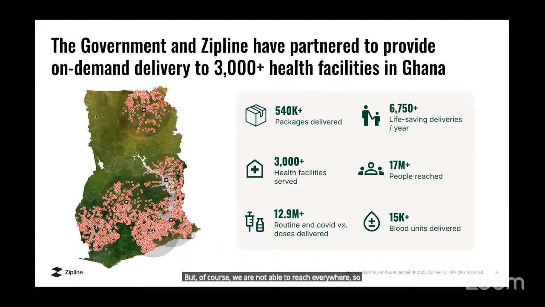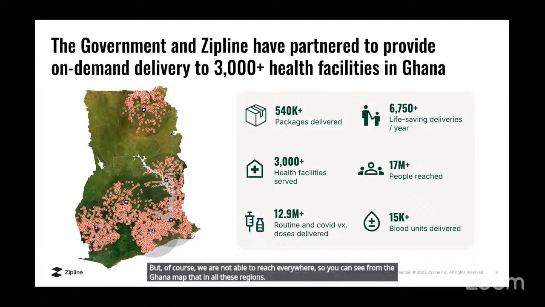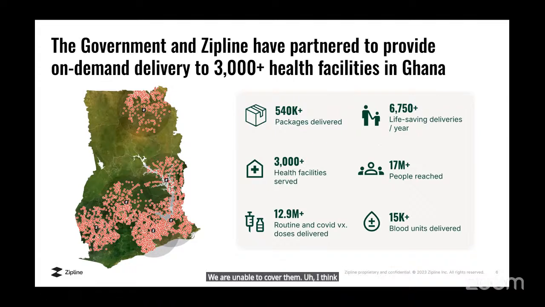You can see from the Ghana map that in all these regions, we are unable to cover them. I think this is not in my purview, but we may be looking to expand into those locations. I'm not too sure, because the goal is to ultimately be able to reach everybody, so that your health needs are not based on where you live. We want to make sure that your location doesn't affect how easily you're able to access medical care in Ghana. So we try as much as we can to cover what we can.